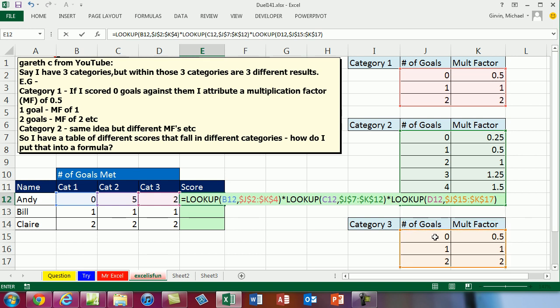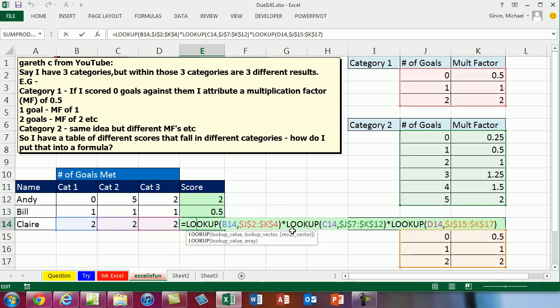So three lookups instead of three VLOOKUPs. And then copy it down. All right, throw it back to Mr. Excel.